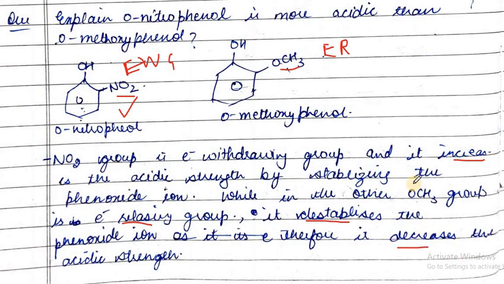With this we have done preparation of phenols, physical properties, and then the acidic character of phenols and their comparison. Then next we will start with the chemical properties of phenols in the next chapter.